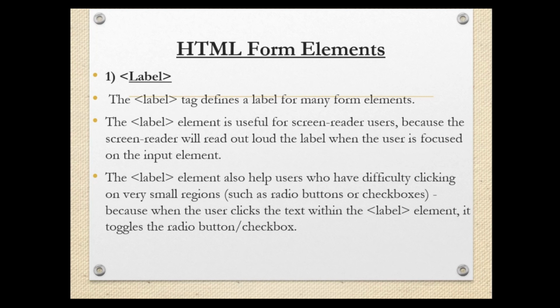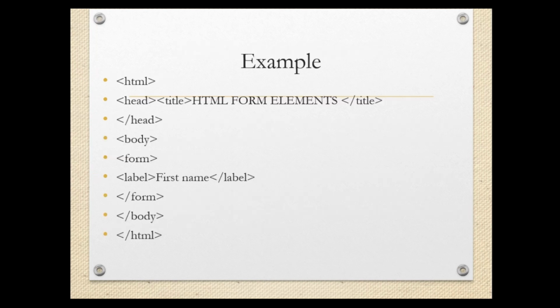Basically label is nothing but it will give you the information about what input you want to take. You can see the example of label. I will not read the entire syntax directly. You can see under form I have written label, and in label we have just given First Name. So the label is declared by your label tag, that is under your form tag.